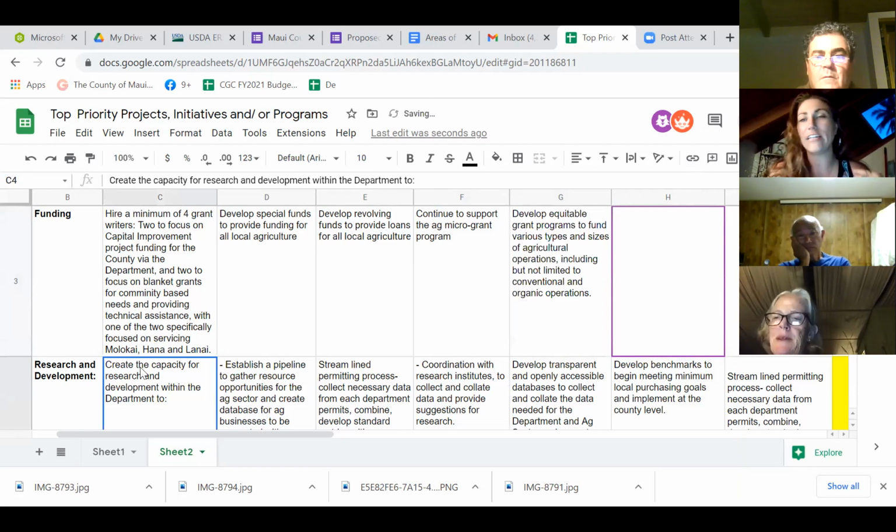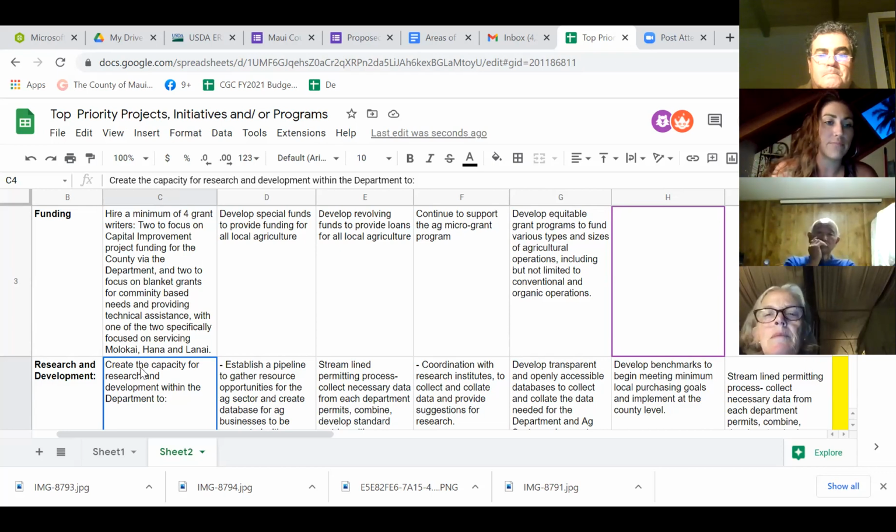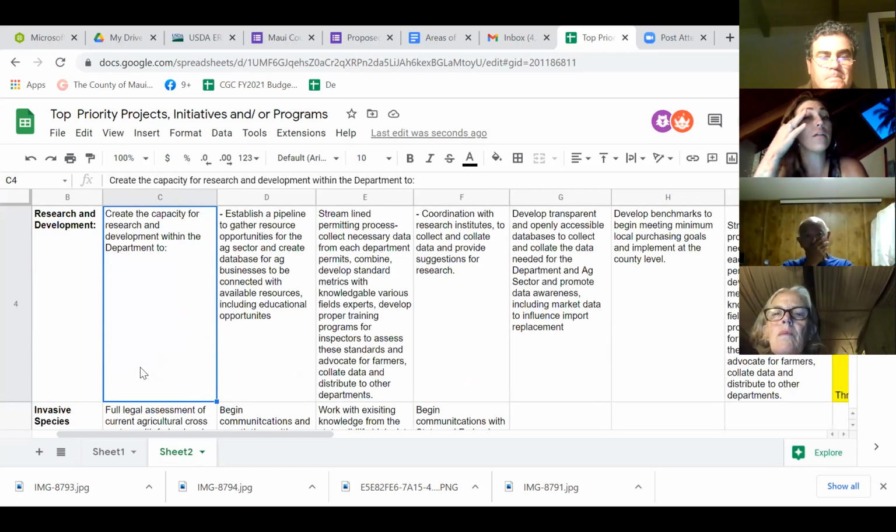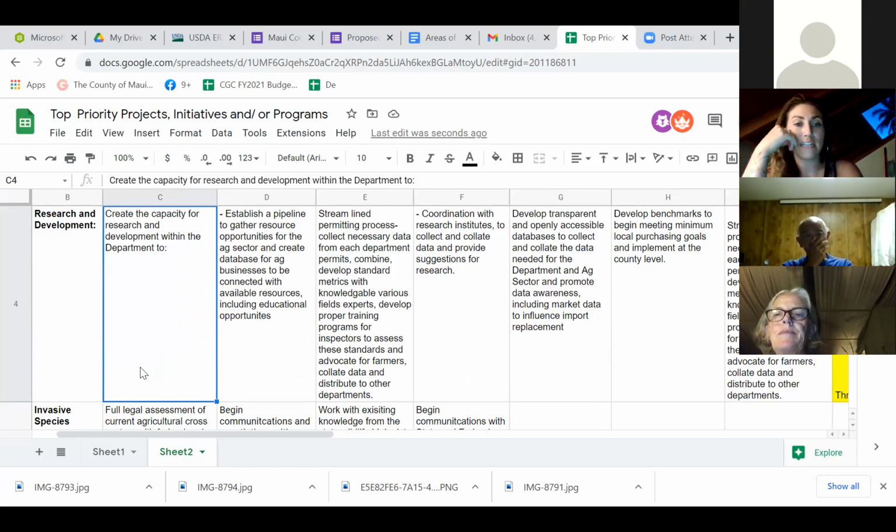Okay, anything else for funding? Nope. Okay. Back down to research and development. So create the capacity for research and development within the department to establish a pipeline to gather resource opportunities for the ag sector and create a database for ag businesses to be connected with available resources, including educational opportunities. And do we want to put land clearinghouses in this? Is this where we think that should go? I know that was a conversation of where it should go last time.